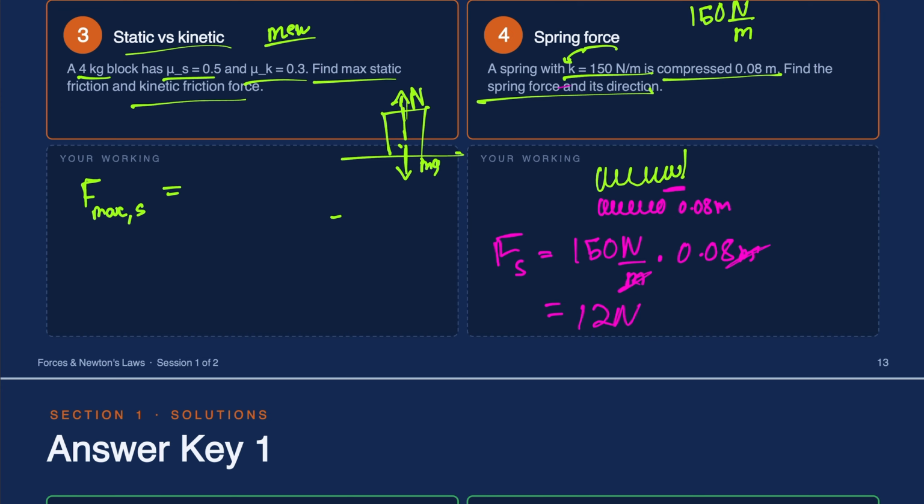Remember how F is equal to negative Kx, right? So this is negative 12 newtons, or you can just write 12 newtons. And the direction: since it's compressed to the left, the force is going to be to the right, because it always wants to go back to natural length. If it's displaced to the left of the natural length, it's going to go back toward the natural length in the right direction.